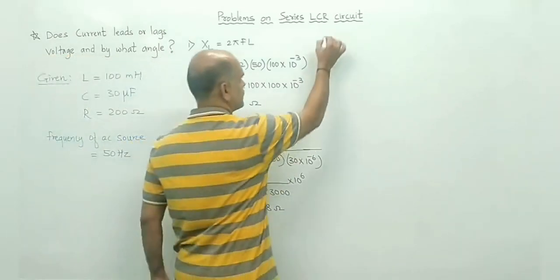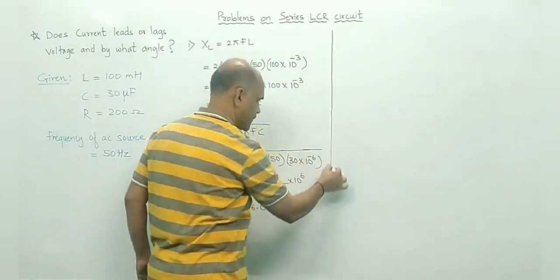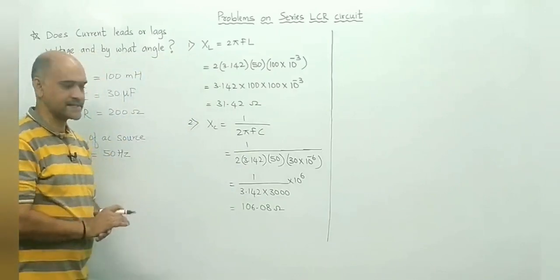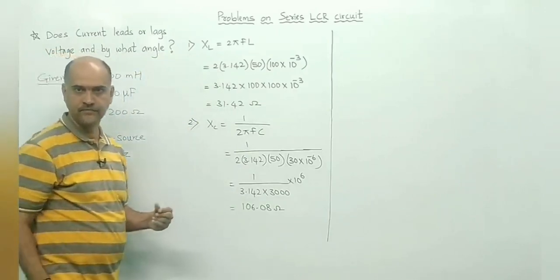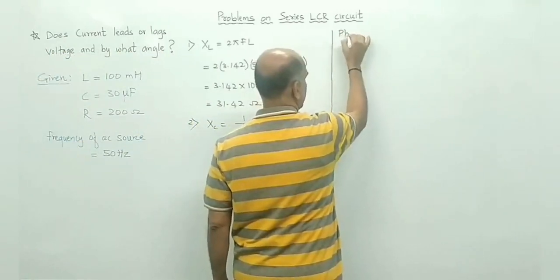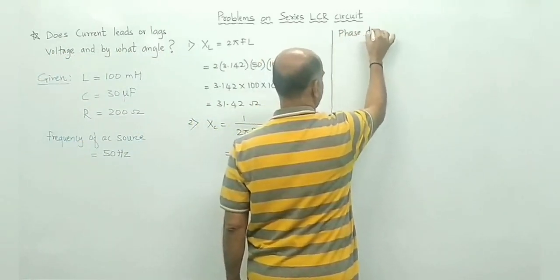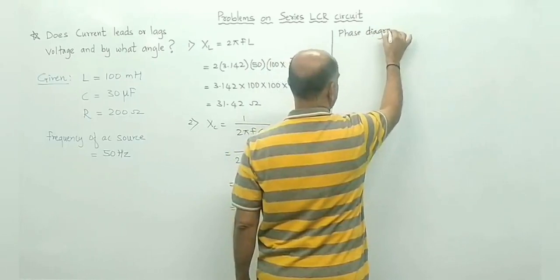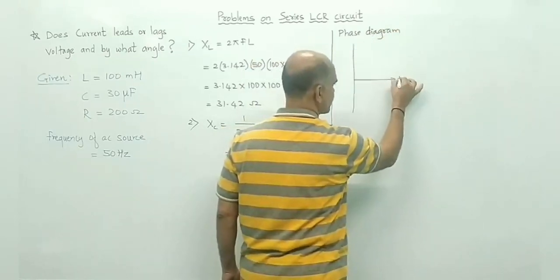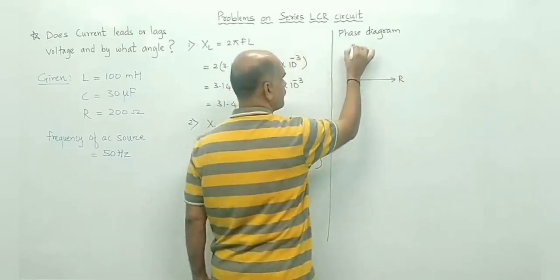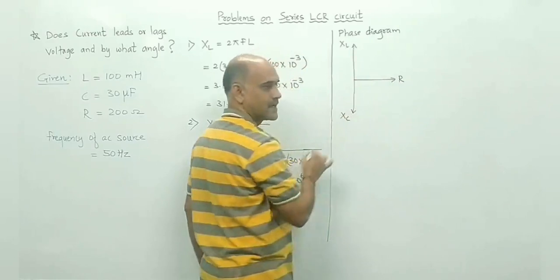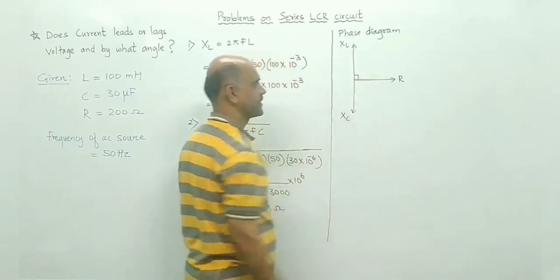106.08 ohms you will have the XC. Now see here students, you have found out XL and XC. Now the general phase diagram, if you remember, for an LCR circuit you will be having in this form. Here you will have R, here XL, here XC, and this angle will be 90.